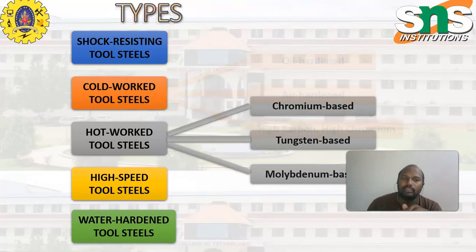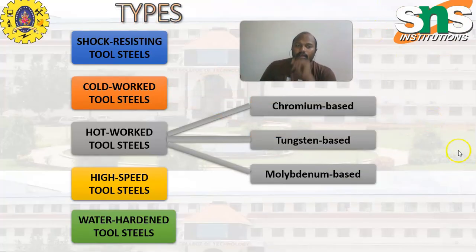Okay, the third one is hot work. Here it is chromium based, tungsten based and molybdenum based. As with the cold work, here in hot work it is chromium, tungsten and molybdenum. This means the chromium or the tungsten or molybdenum is added in a higher range, so that these elements will form a precipitate inside a tool steel, in order to improve the hardness or the strength of a particular tool steel. Okay, so the next one is high speed tool steel.